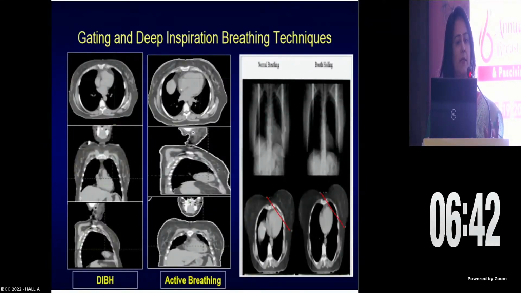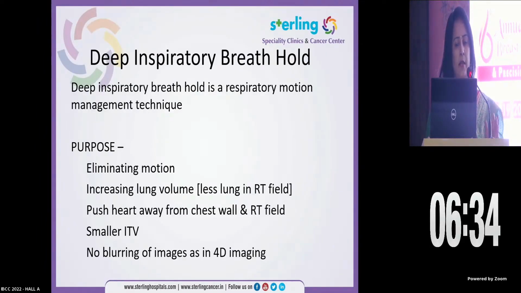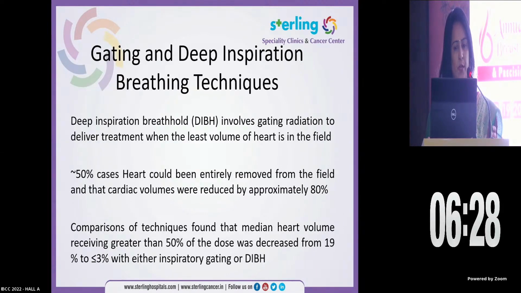Apart from this, there is a technique very commonly known as deep inspiration breath hold, DIBH. I'm sure many people would have come across this terminology. This is a technique where we are trying to eliminate the motion. We are increasing the lung volumes, pushing the heart away from the chest wall and the radiation fields.